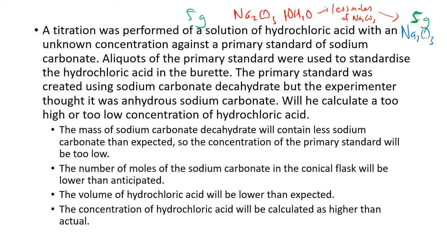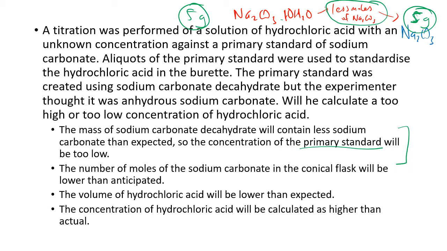So when he calculates it, he says, okay, I need 5 grams of it. He thinks, okay, I need 5 grams of sodium carbonate. When he measures out 5 grams, that's fine. However, it's going to have fewer moles of sodium carbonate within that because he's actually used sodium carbonate decahydrate. So the mass of sodium carbonate decahydrate will contain less sodium carbonate than expected. So the concentration of the primary standard will be too low.